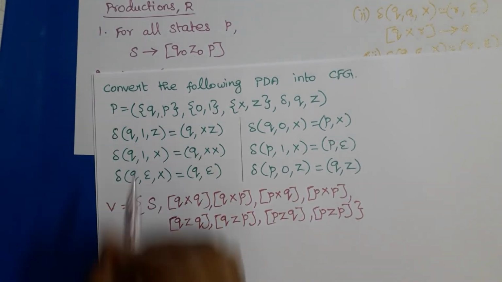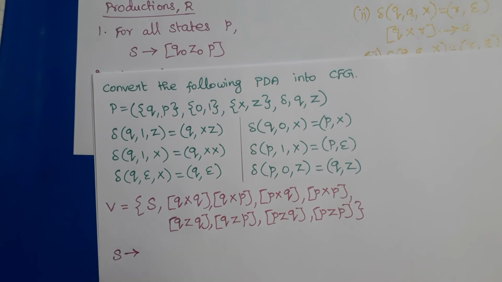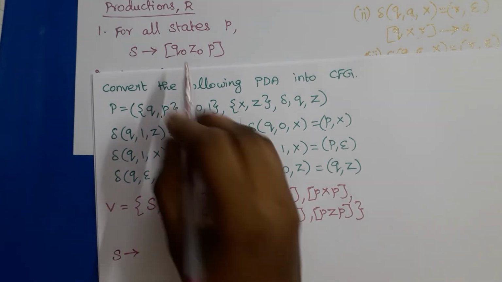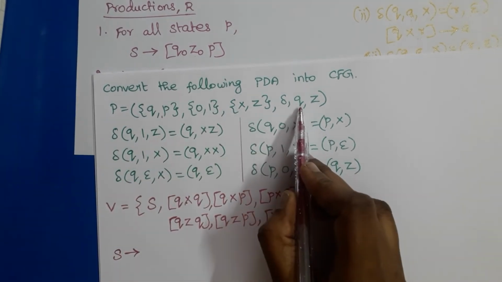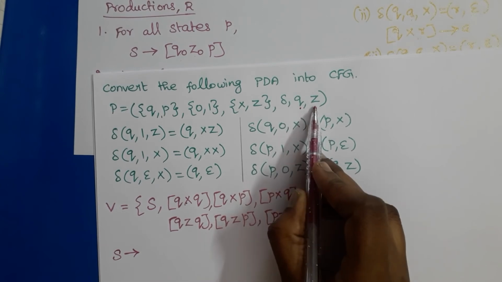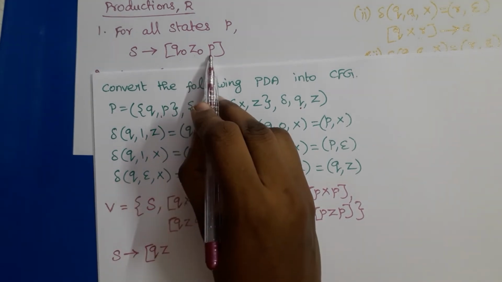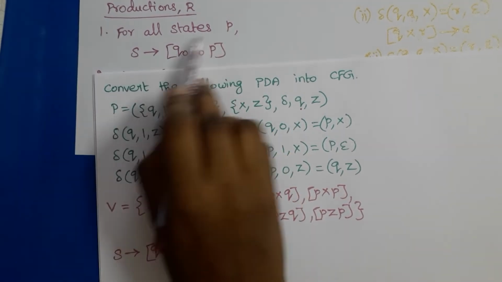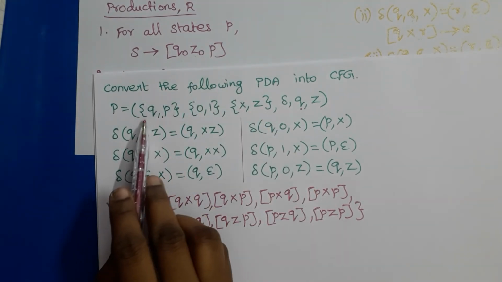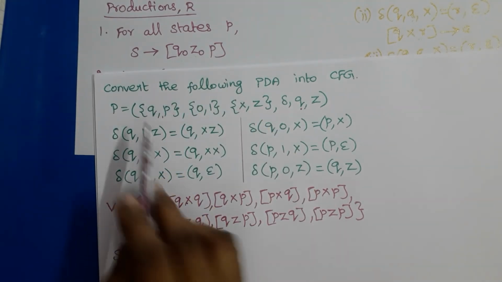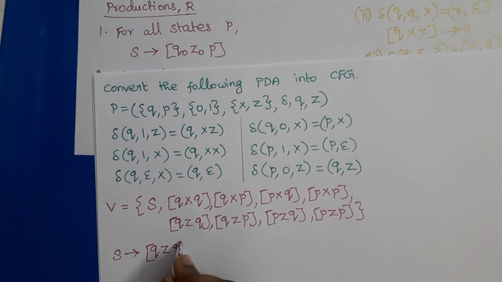The start symbol of the grammar S tends to Q naught Z naught. Here the start state is Q and the start symbol of the stack is Z. So QZ, and this P is for all states. So here how many states? There are 2. So first we have to write Q here.